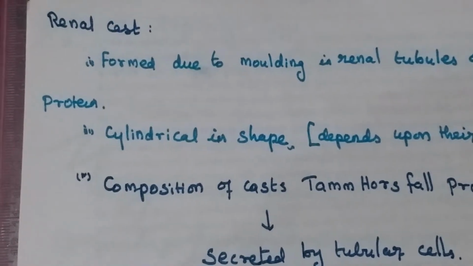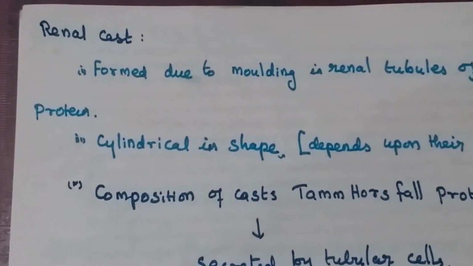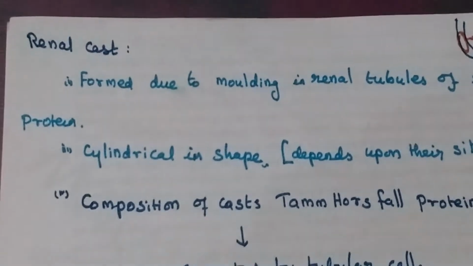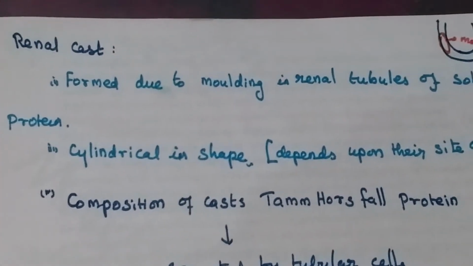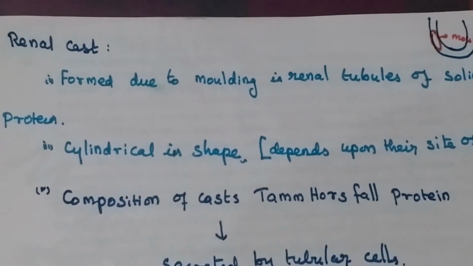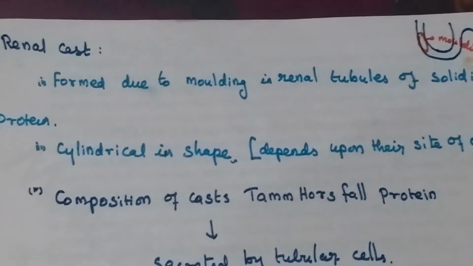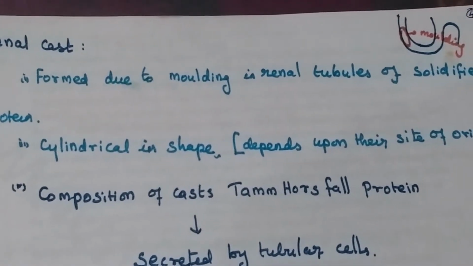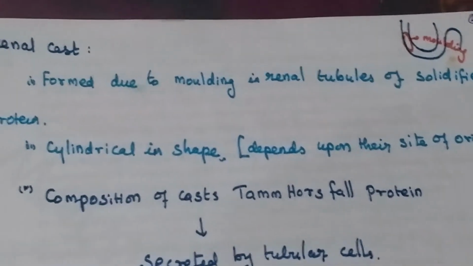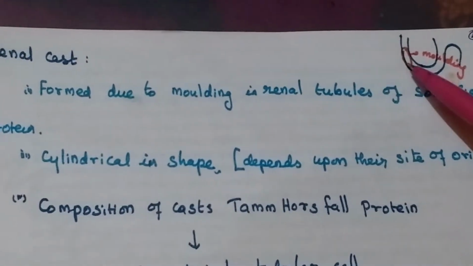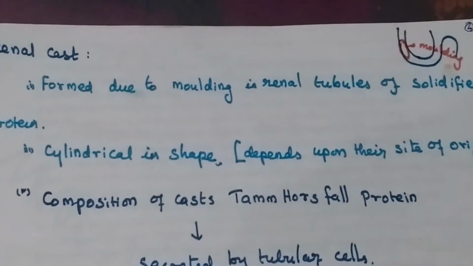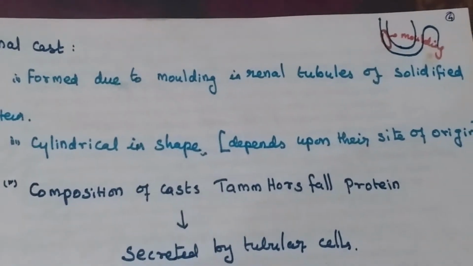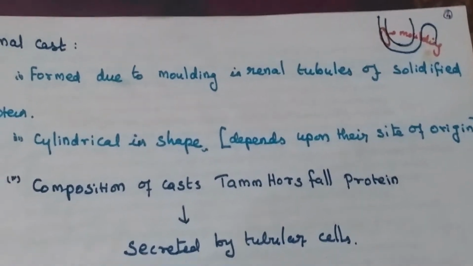We will discuss urine examination, continuing with renal casts. What are renal casts and how are they formed? They form due to molding of renal tubules by solidified protein. Here in the tubes, the molding will form.